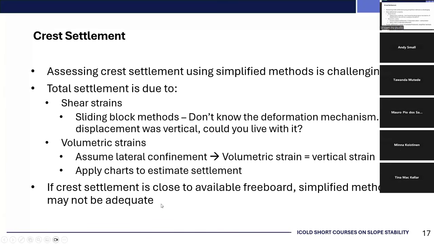If your crest settlement is close to available freeboard, simplified methods may not be adequate. So for some of my projects where they are water dams, tailings dams, water dams that are supporting water covers over acid generating tailings, I do have challenges with freeboard, and we do have to be careful of that. These types of methods aren't appropriate. We need to be moving into more advanced methods with nonlinear deformation analyses.